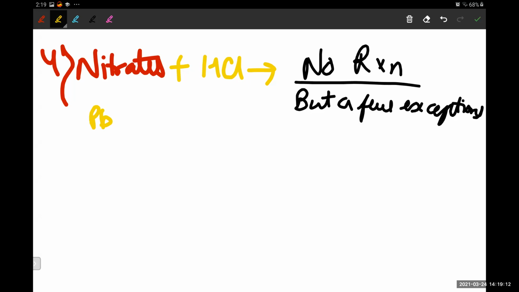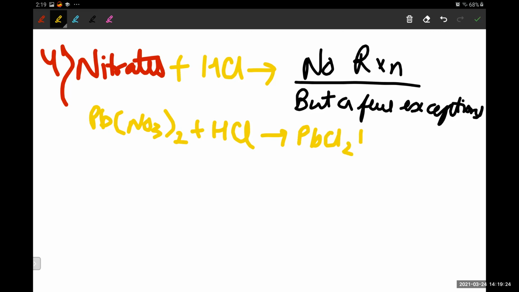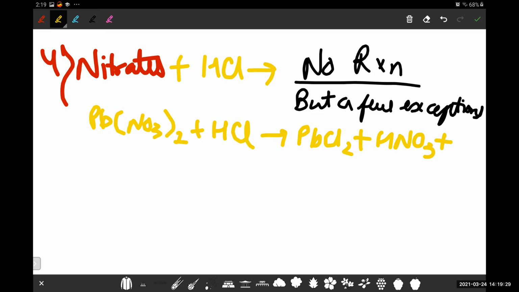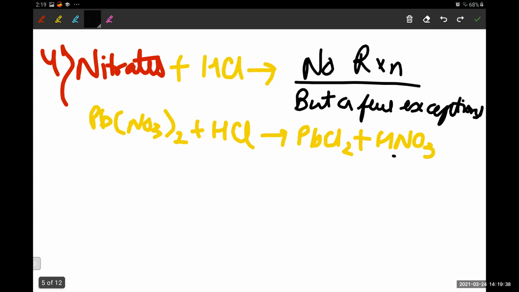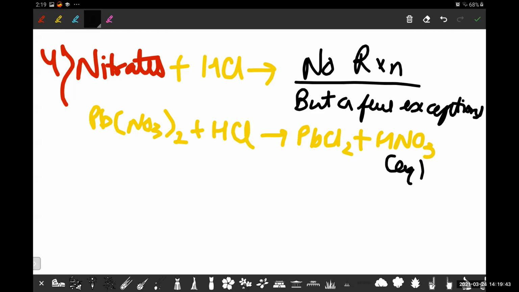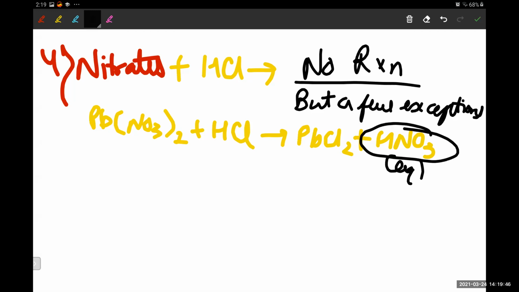So Pb(NO3)2 plus HCl will give us what? It will give us PbCl2 plus, yes, HNO3. Very good. Okay, this will be in aqueous form. So that is all. It will give us HNO3. HNO3, very important.